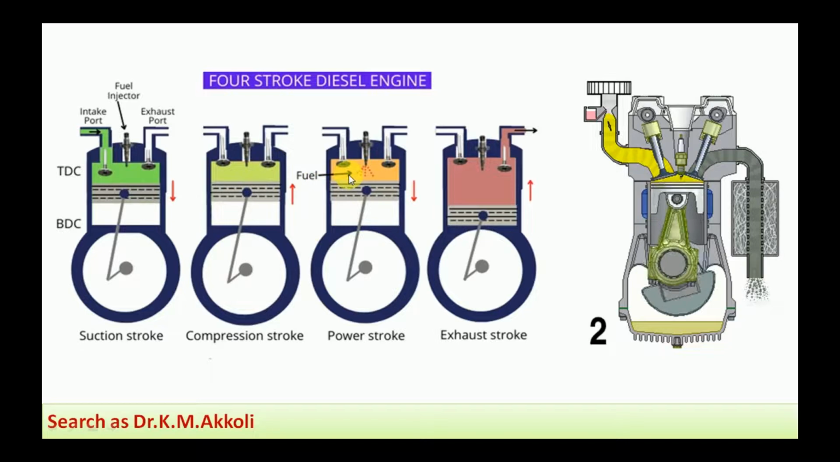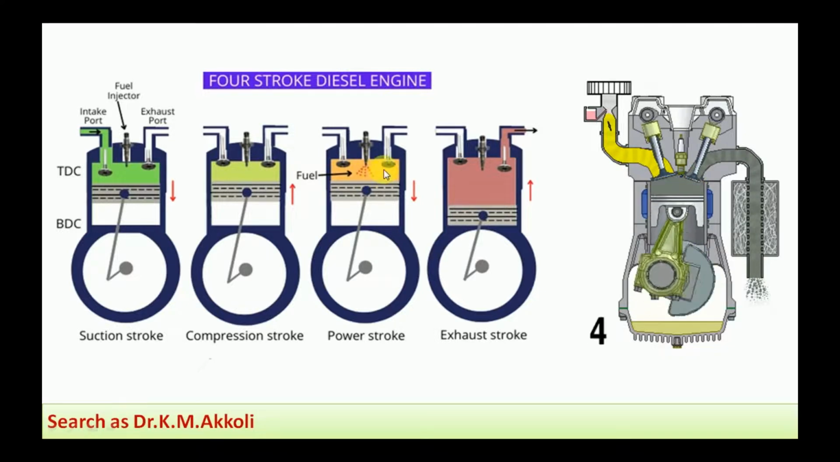The next one is the power stroke. At the end of the compression stroke the fuel is injected from the fuel injector into the combustion chamber. The air already there has a higher temperature than the ignition temperature of the diesel fuel. Therefore as soon as diesel enters the engine cylinder, it ignites, and the combustion of the diesel fuel takes place inside the cylinder.